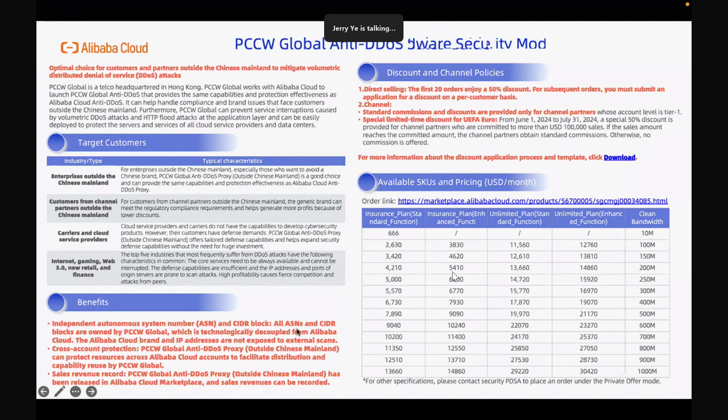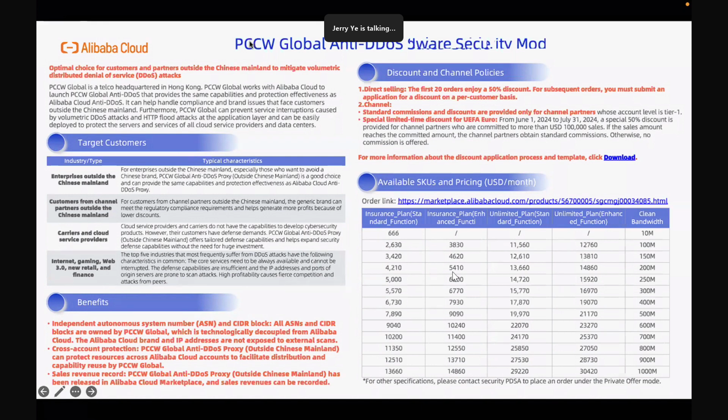So all ASN and CIDR blocks are owned by PCCW Global, which is technically decoupled from Alibaba Cloud. And the Alibaba Cloud brand and IP addresses are not exposed to external scans. So when you access your web services in a PCCW instance, you do the DNS resolution, and finally the IP you get is PCCW instead of Alibaba Cloud. Okay. The final one will be the sales revenue recorded.